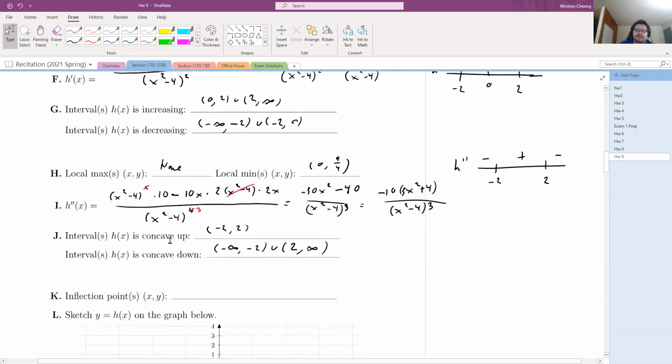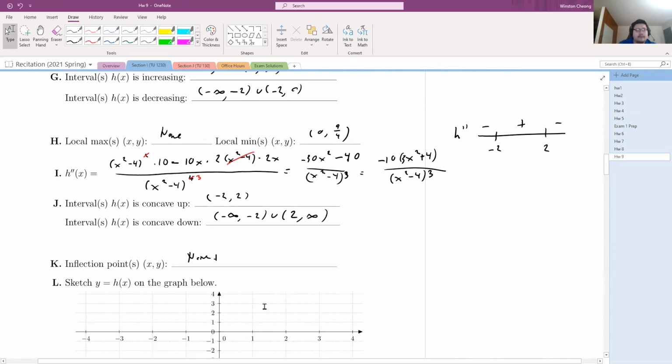The subtle thing is that an inflection point is supposed to be a point on the curve. It's supposed to be an actual location that we can point to on the curve where the concavity changes. Since it instead is happening at an asymptote, we don't consider those to be inflection points. So for K, it's none as well.